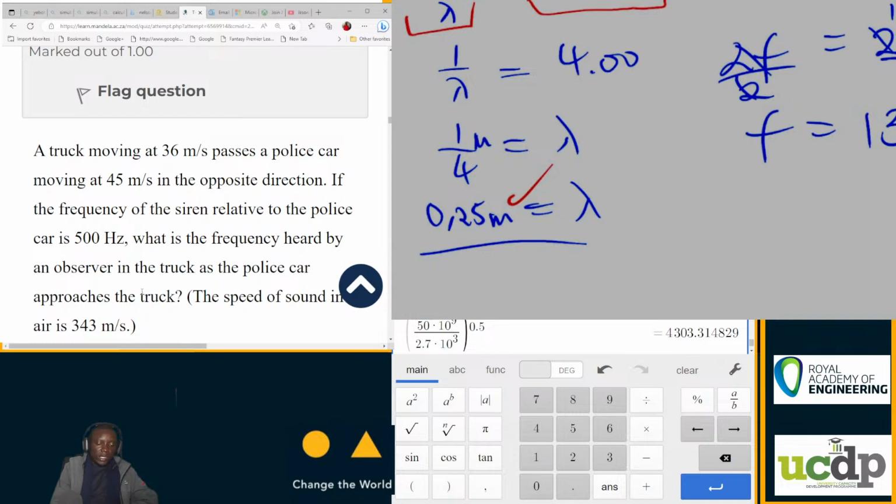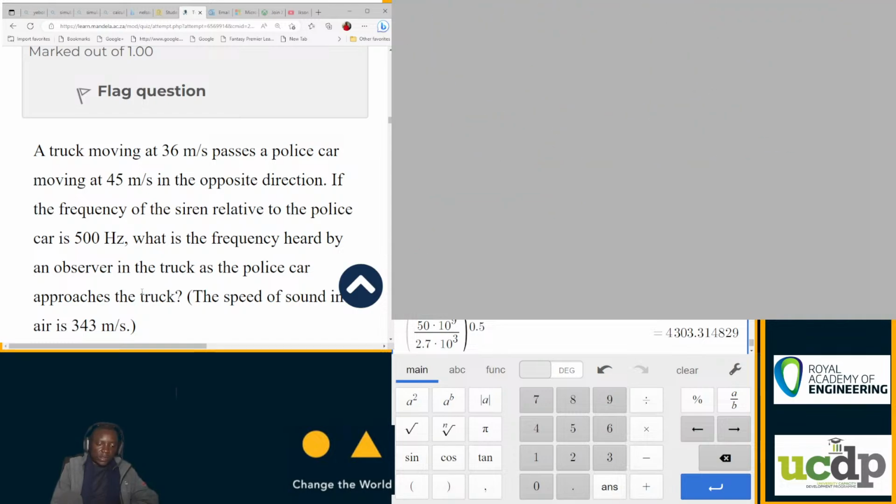All right, so let's look at the last question. I'm sure you guys can work it out now because we've already done something similar. We have a truck moving at 36 meters per second, passing a police car moving at 45 meters per second in the opposite direction. So this time the police car is moving. If the frequency of the siren relative to the police car is 500 Hertz, what is the frequency heard by the observer in the truck as the police car approaches the truck? The speed of sound is still 343.